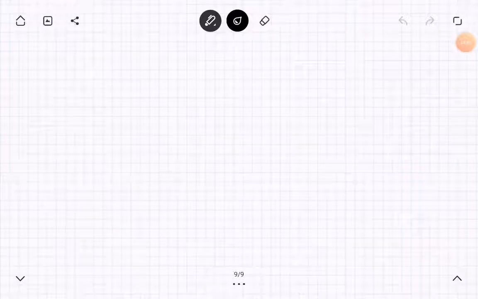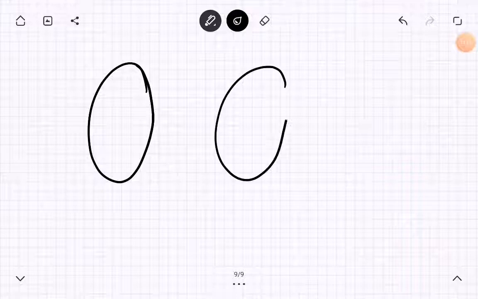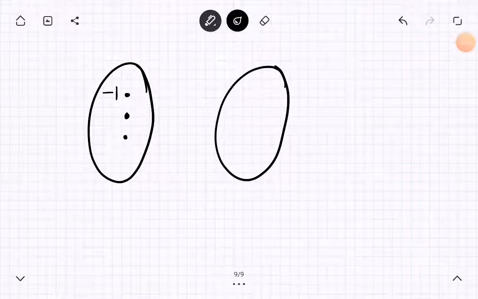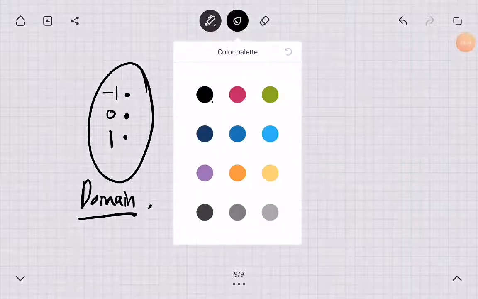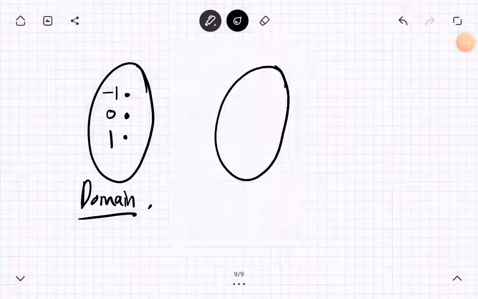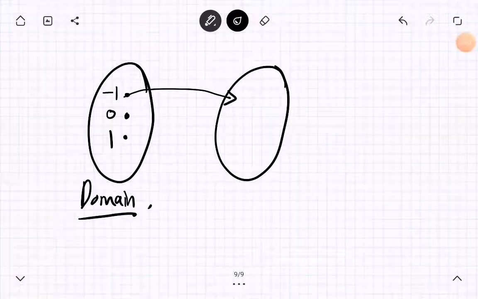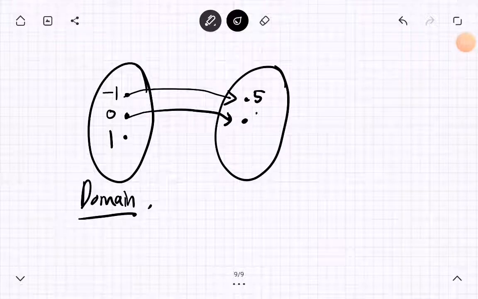Cool. Let's do a simple example, then we can get done with this class. So a simple example with 3 inputs. So this becomes automatically your domain. We are just taking 3 inputs and this is our domain. Cool. Now we have two more things. So -1 goes to 5, 0 goes to 10, 1 goes to 25, whatever.